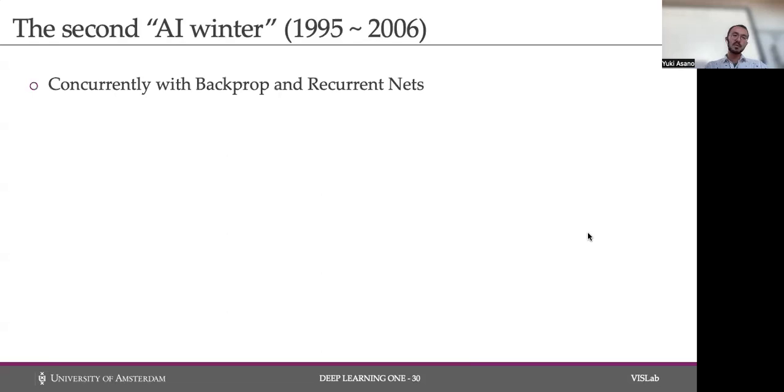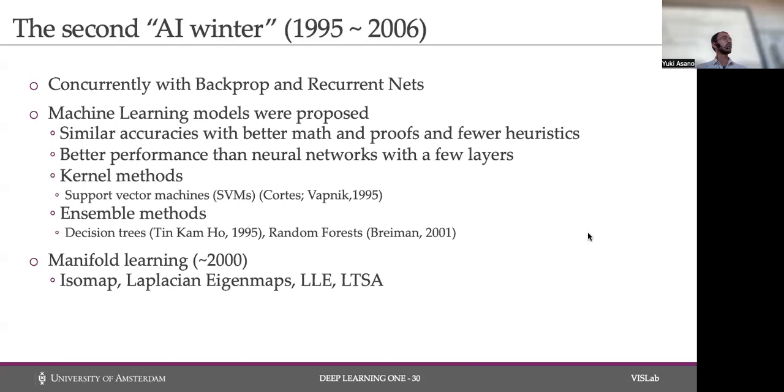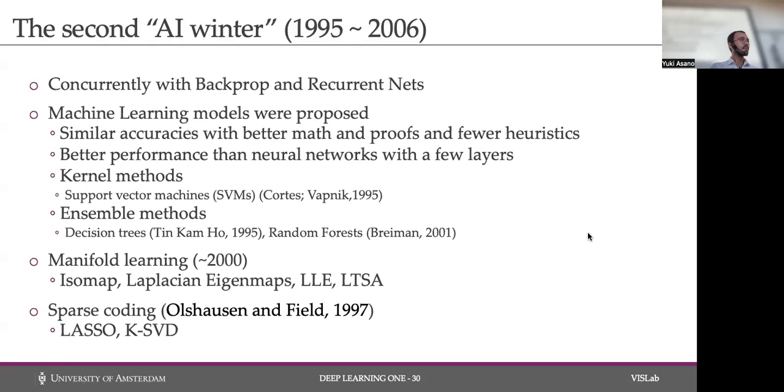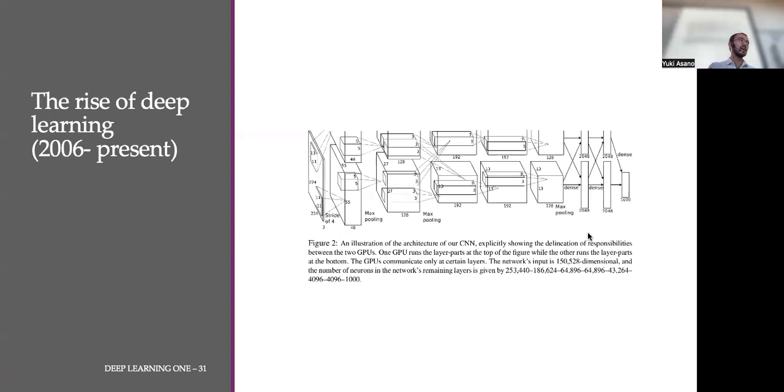Of course, in this winter, again, there's a bunch of machine learning methods which got big, and some of them are also important for deep learning. That's why I've put them here. But crucially, this winter ended. And this is where we are right now. So the rise of deep learning, roughly starting from 2006, but mostly starting from 2012. And we'll dive into that one right now.